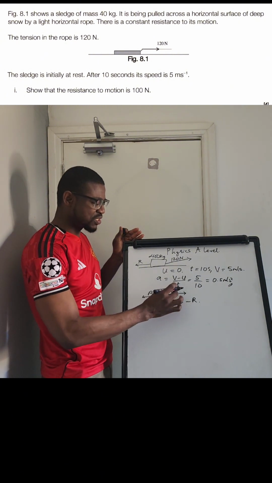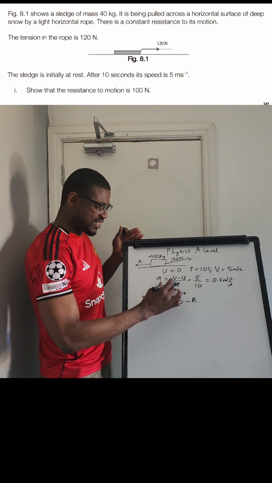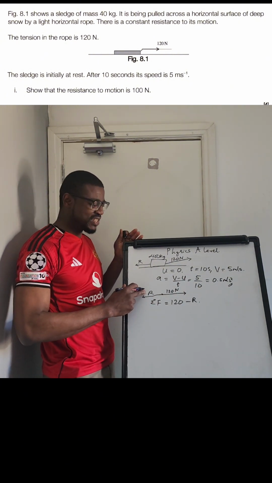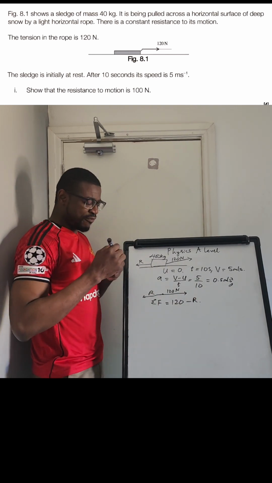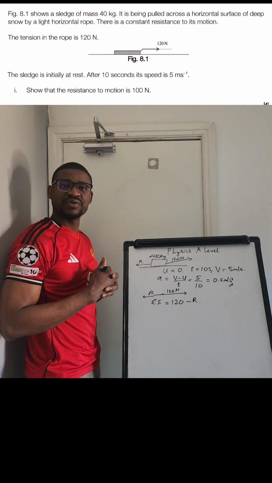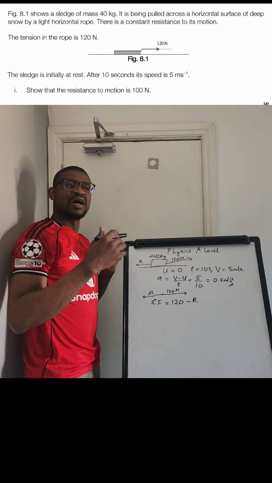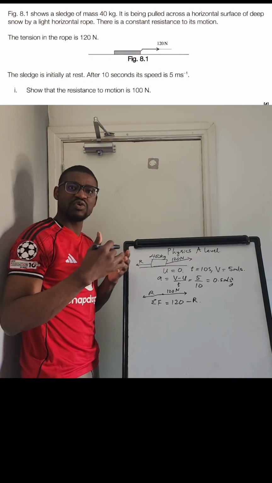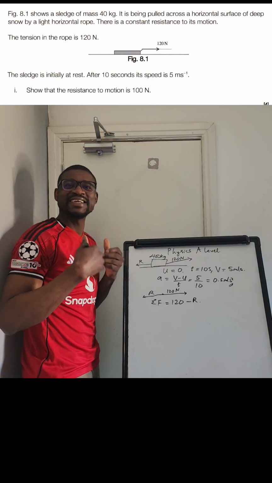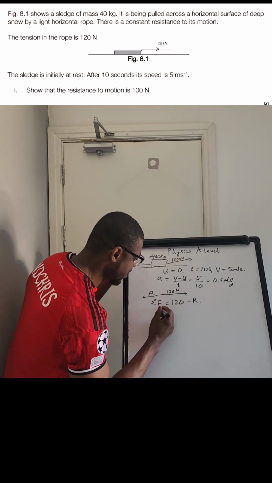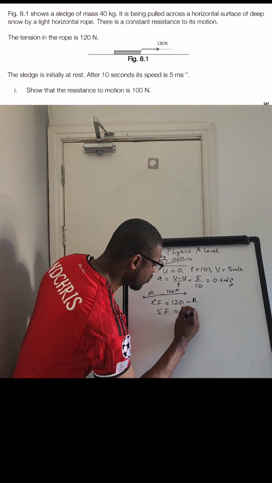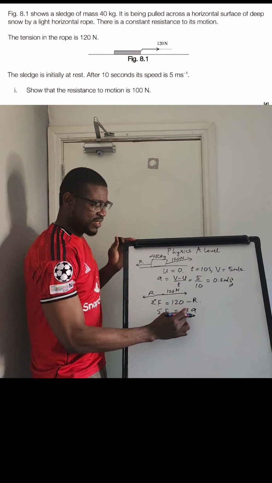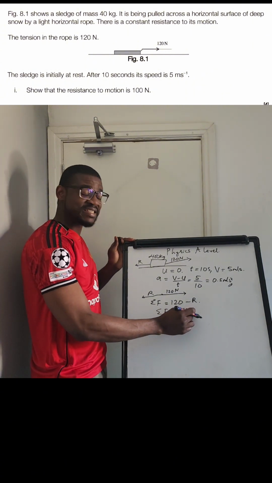Why did I do that? Because the forward force, which is 120, is bigger than the backward force, which is the resistance. Now, from Newton's second law of motion, F equals ma, that is, the resultant force is equal to the product of the mass of the body and its acceleration. So we're going to say summation F equals ma. This is the mass of the sledge, and this is its acceleration.